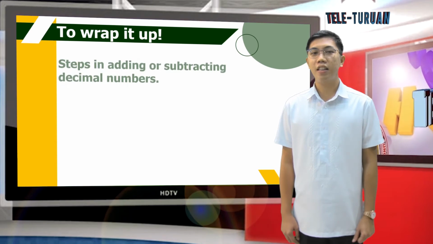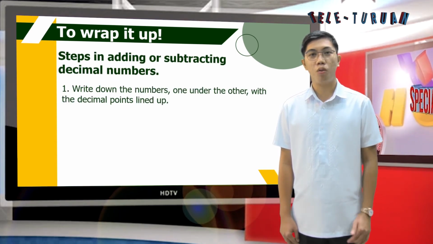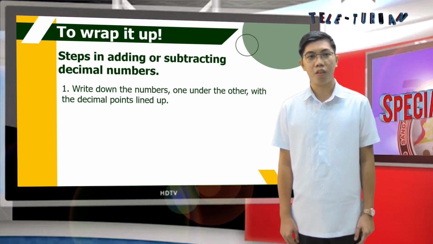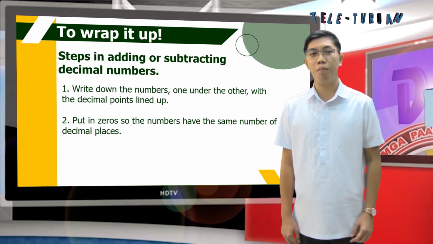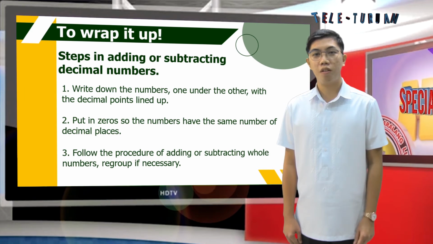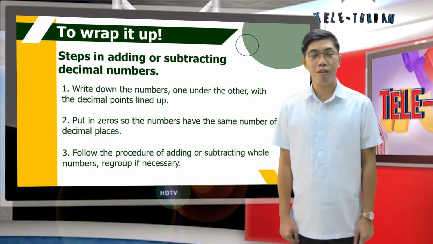Lastly, in adding and subtracting decimal numbers, write down the numbers one under the other with the decimal points lined up. Put in zeros so the numbers have the same number of decimal places. And follow the procedure of adding or subtracting whole numbers. Regroup if necessary.